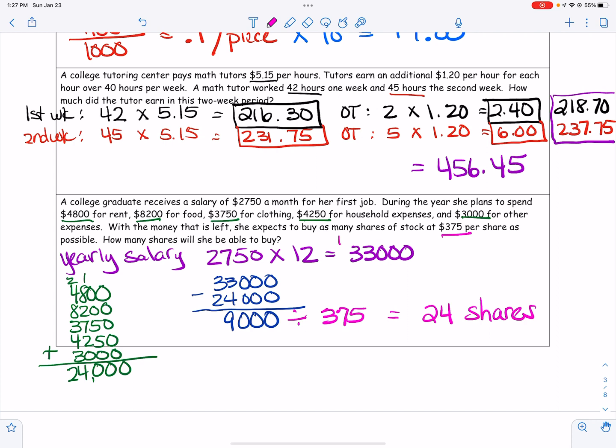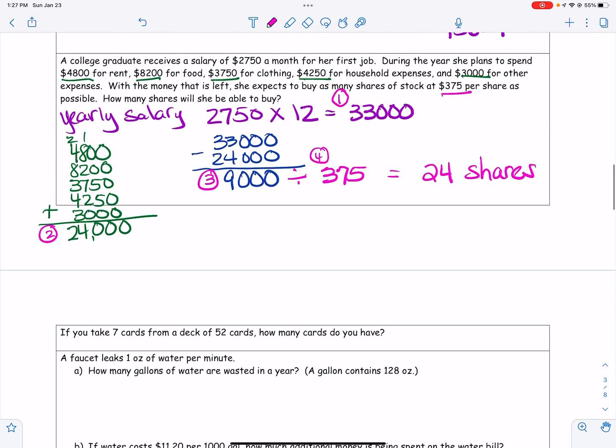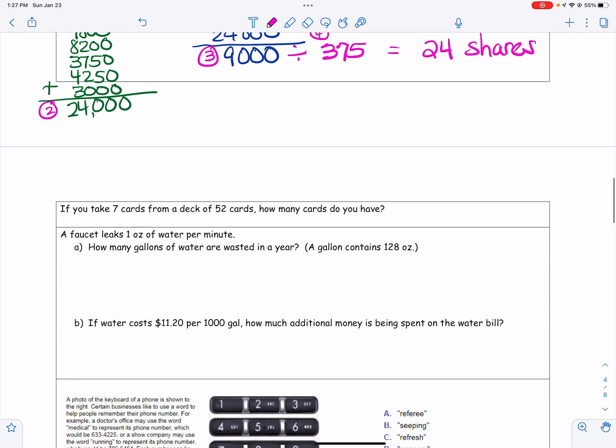First, you have to figure out the amount that they make. Then you have to total up your expenses. Then you have to find the difference. And then last but not least, you divide by the number of shares. All right, this one right here, you are definitely going to see. So I want to make sure that you understand how to do this.